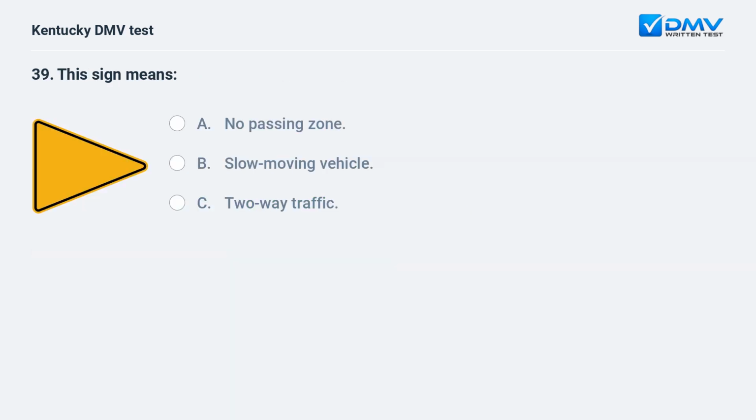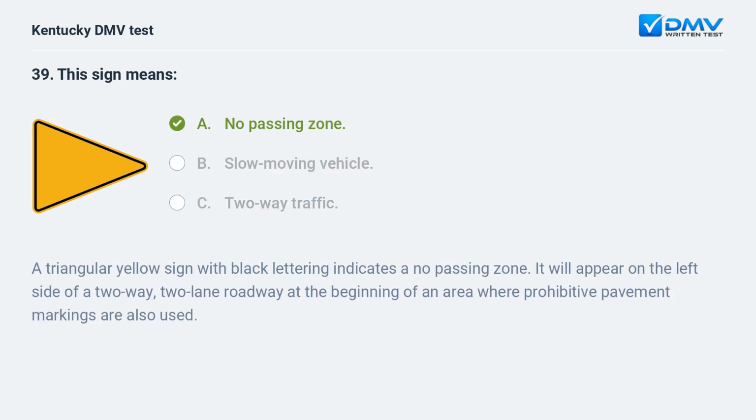This sign means A. no passing zone. B. Slow-moving vehicle. C. Two-way traffic. A. No passing zone. A triangular yellow sign with black lettering indicates a no passing zone.